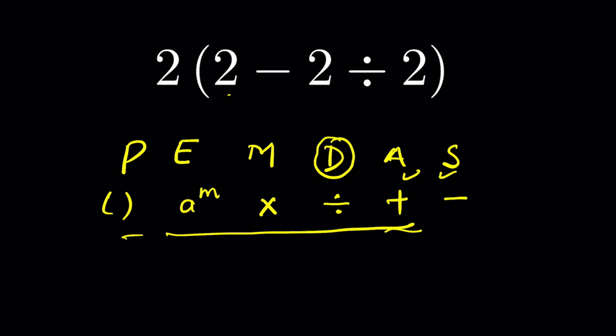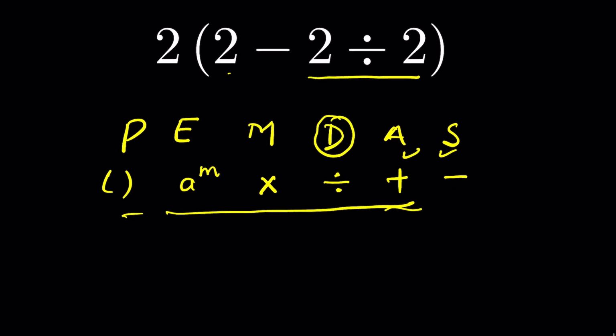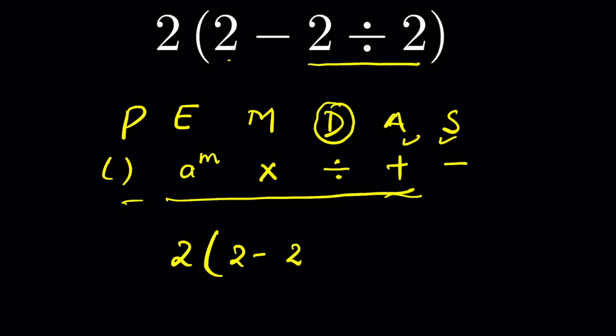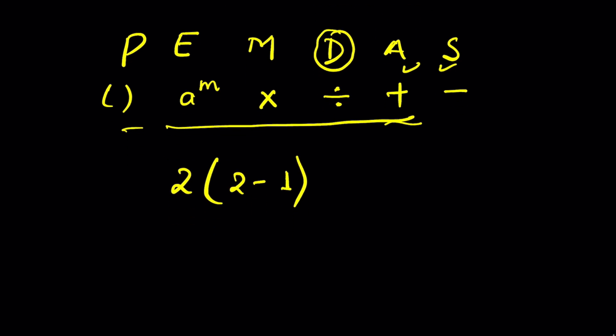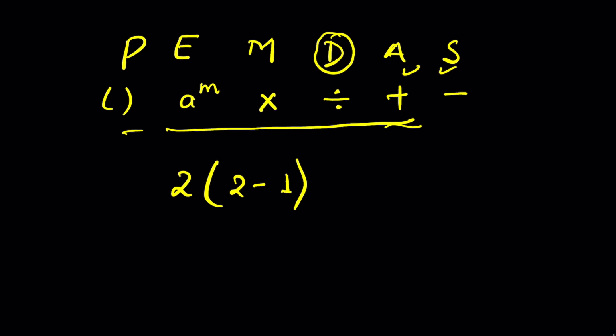First we will solve division as per PEMDAS. So we will solve division. It will be 2 divided by 2, that is 1. You write 1 here, and then 2 minus 1. Then we will do subtraction. 2 minus 1 is 1.